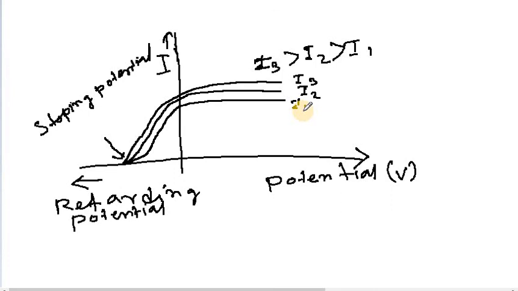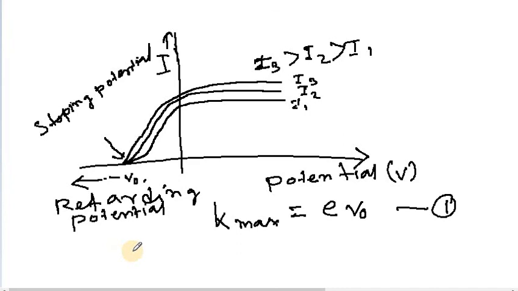From that we conclude about the maximum kinetic energy of an electron. The most energetic photoelectron has maximum kinetic energy e times V naught, where V naught is the stopping potential. This is the maximum kinetic energy of an electron in the photoelectric effect. So we can conclude that for a given frequency of incident radiation, the stopping potential is independent of its intensity.